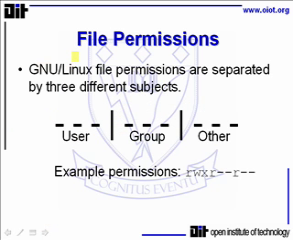Now, file permissions on the GNU Linux system are separated by 3 different subjects, that is user, group, and other, or all other to be proper. Now, you notice here we have these 3, 1, 2, 3 dashes, and 1, 2, 3 dashes. If you look down here at your file permissions, these 3 spaces indicate what that subject can do, what the user can do, what the group can do, and what the other can do.